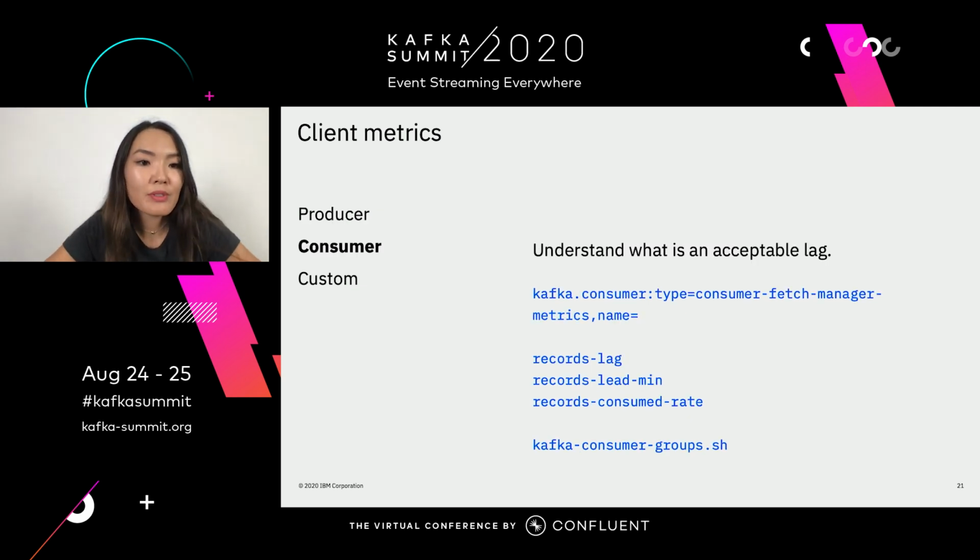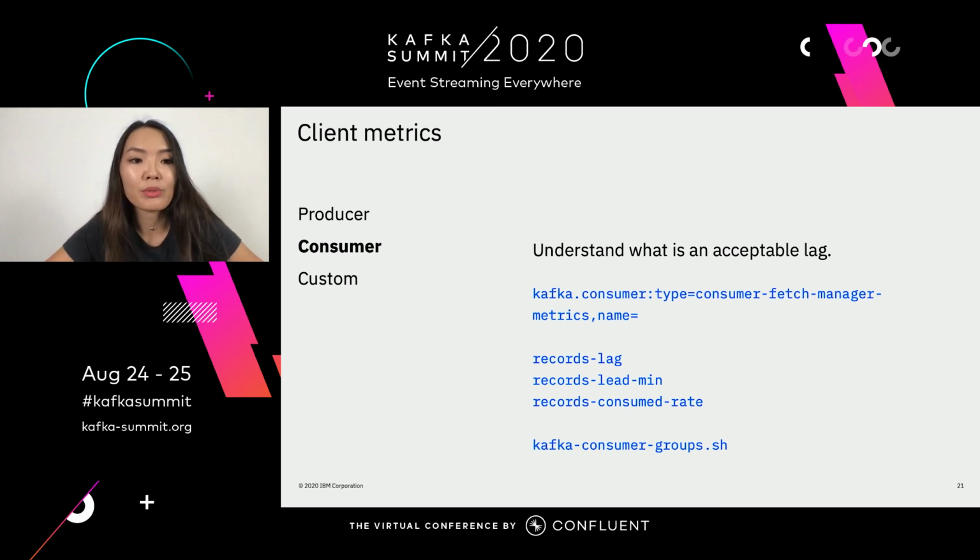So the most important metric to monitor for consumers is probably the consumer lag. You want to make sure your consumers are catching up and working efficiently. There are a few metrics you can monitor for that. Records lag is the difference between the last consumed message and the last produced message. You also want to set a threshold, and probably alert on that. It depends on what's the acceptable lag in your situation.